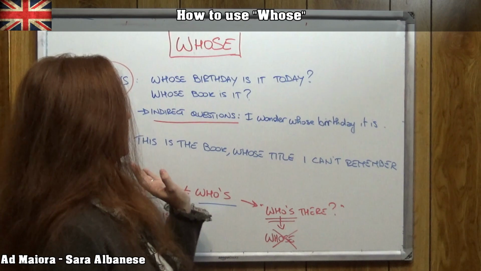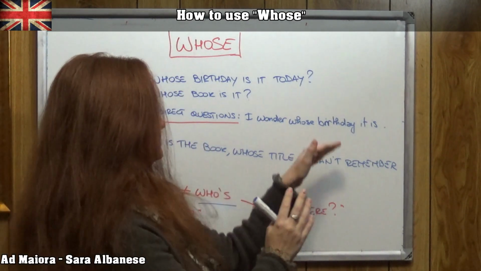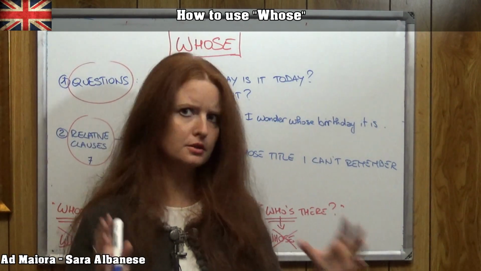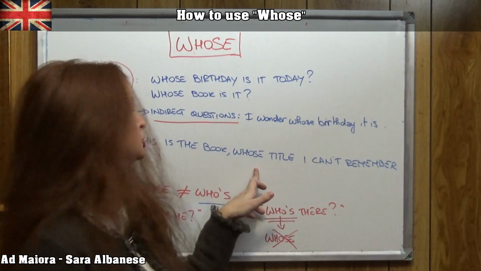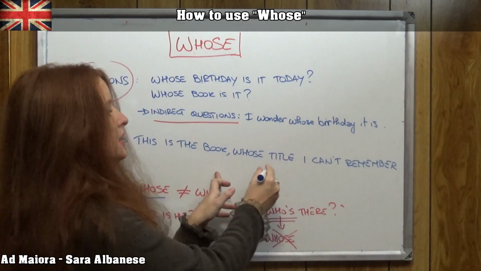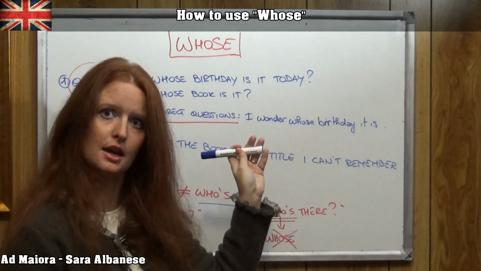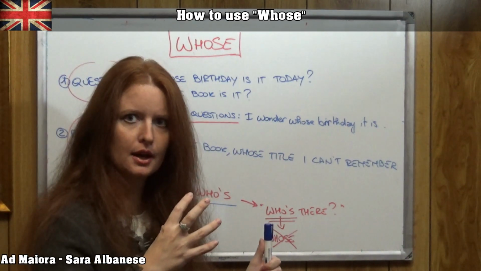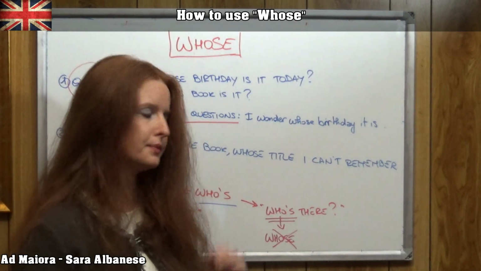Example, this is the book, this is my main clause, and then I start the relative clause. Whose title I can't remember. Okay, this is the book, whose title I can't remember. Whose is always referring to another element, the book in this case, and I'm talking of something, the title, that belongs to that element, to the book in this case. So the meaning is always possession, something belonging to the element of the main clause, basically.